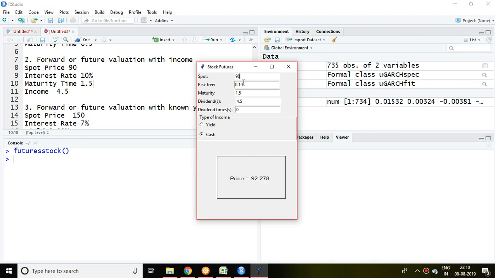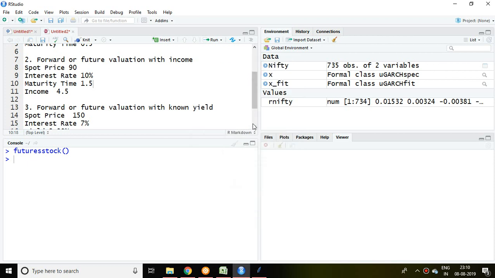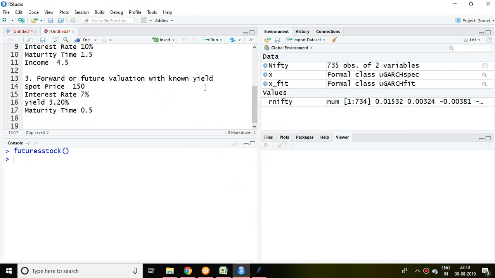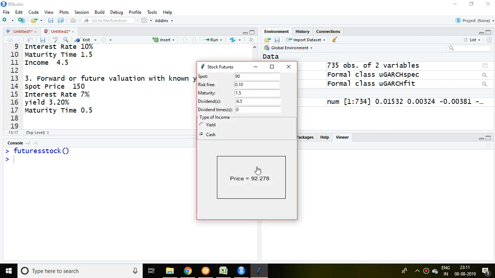Similarly, we can calculate forward or future valuation with known yield by writing here in dividend 0.032, because this is 3.20%, and the rest of the part will remain the same.